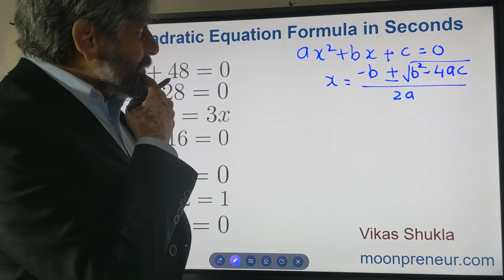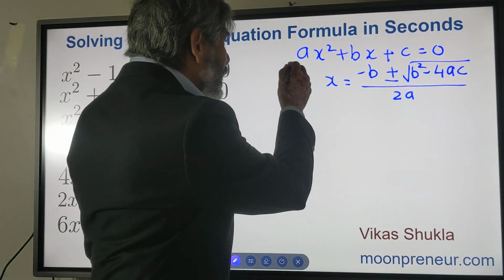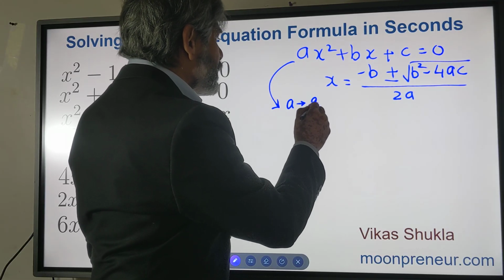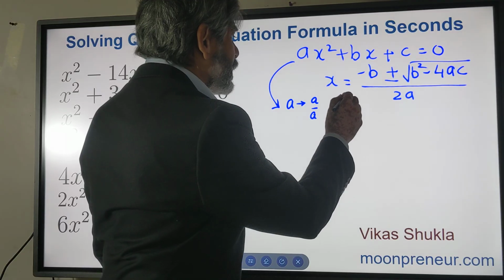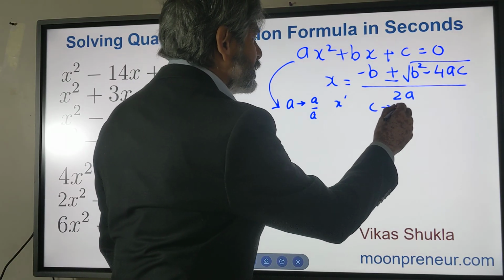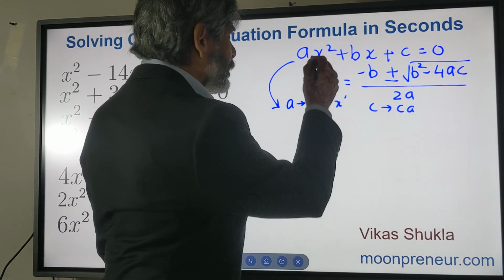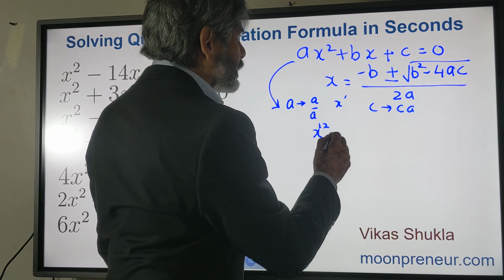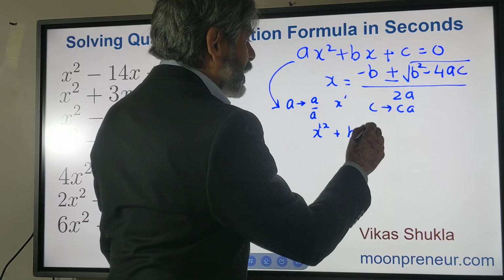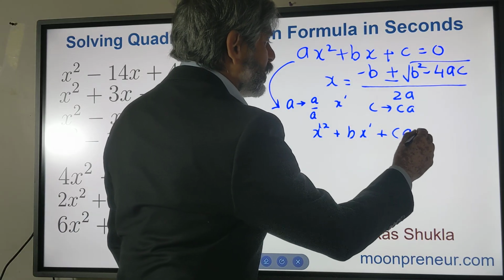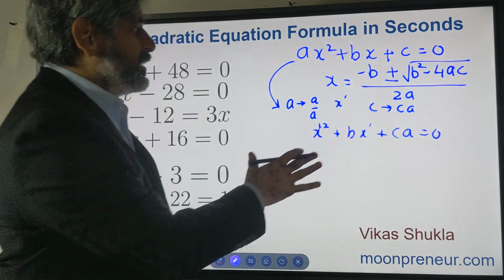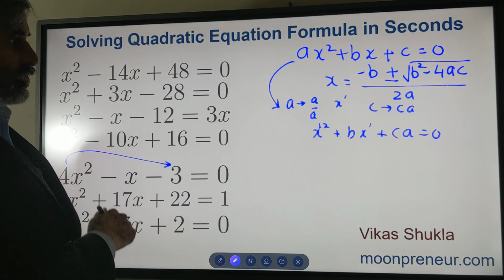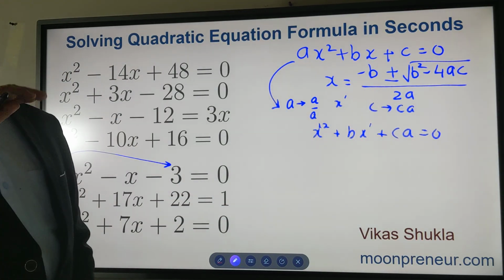So now what I'm going to do is I transform this equation. I replace a with a by a, I replace x with x dash, and I replace c with ca. The equation becomes x dash squared plus bx dash plus ca equal to 0. Essentially, we did this transformation to move this a to c. That is what has happened in this one.